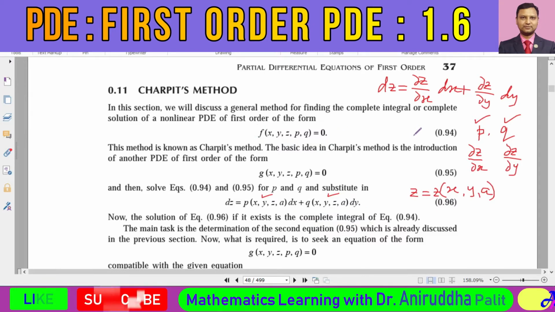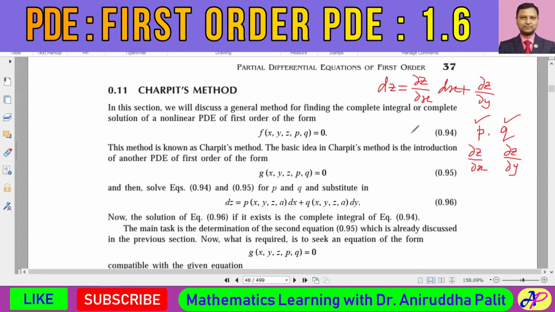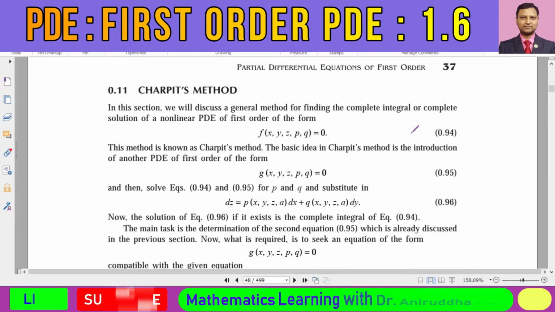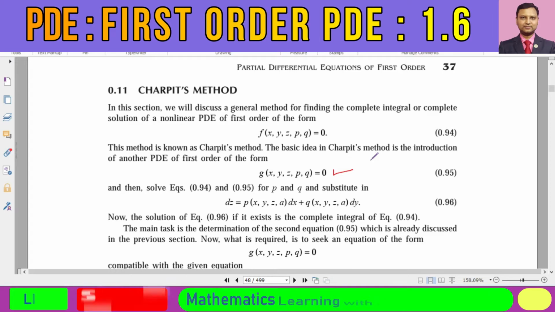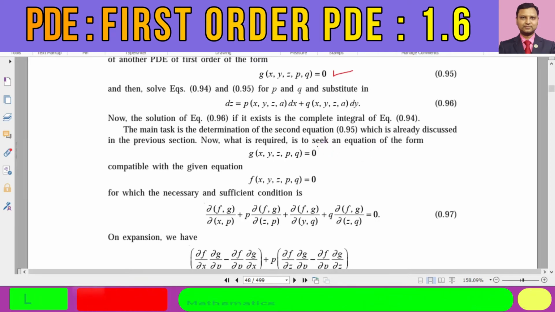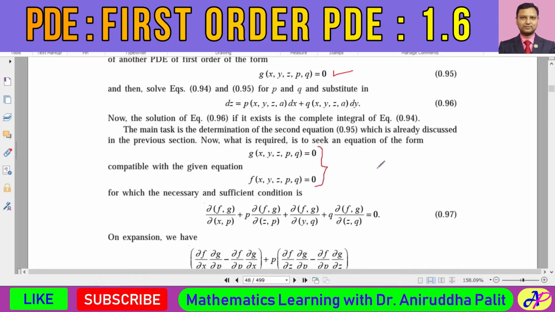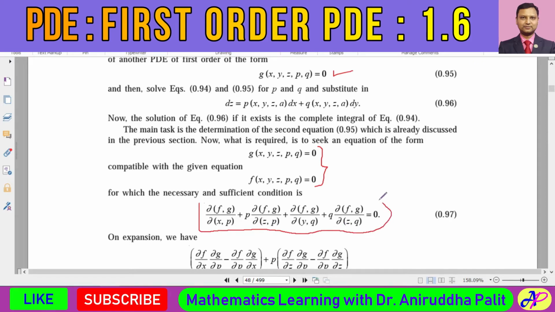So this is the basic idea of Charpit's method. Although the idea is simple, the computation is a little bit complicated, because we need to find a second partial differential equation g of x, y, z, comma p, q is equal to 0. And I told you that this g is to be found such that f and g will be compatible. What was the necessary and sufficient condition of compatibility? I told you earlier that this is the necessary and sufficient condition for compatibility of the partial differential equations f equal to 0 and g equal to 0.